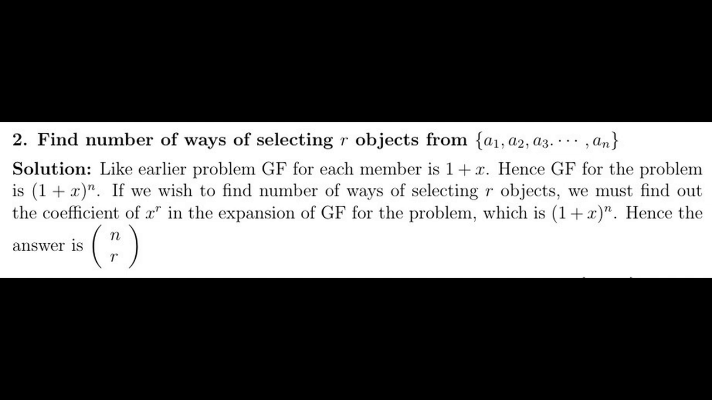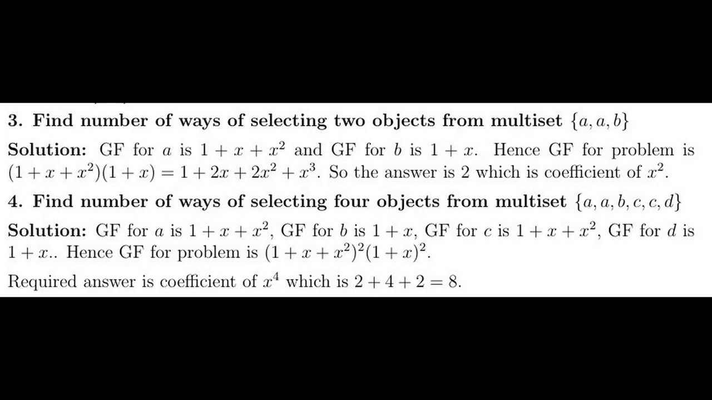Find the number of ways of selecting R objects out of N objects. Okay, this is exactly the same as above, and therefore the answer is going to be N choose R. Very easy. The third problem is, find the number of ways of selecting 2 objects from the set where you have 2 A's and 1 B. Okay, this is a little complicated. So we have 2 A's and 1 B, and we are supposed to select 2 objects.